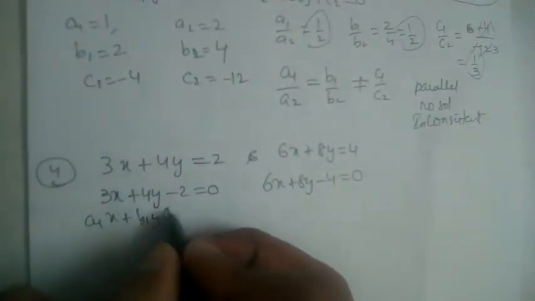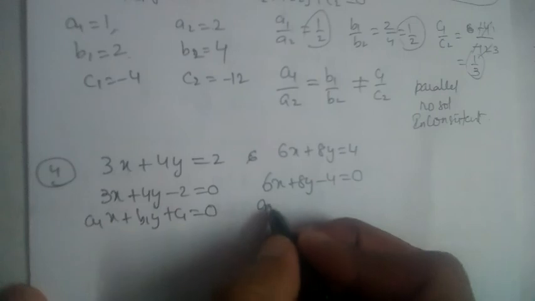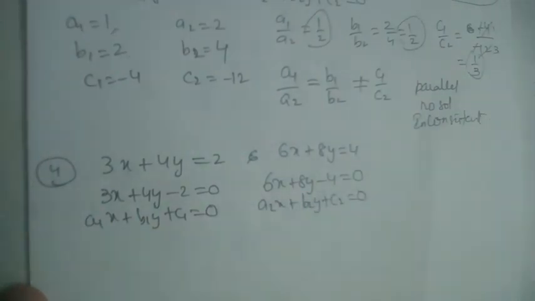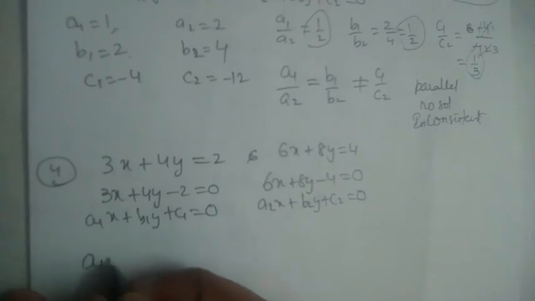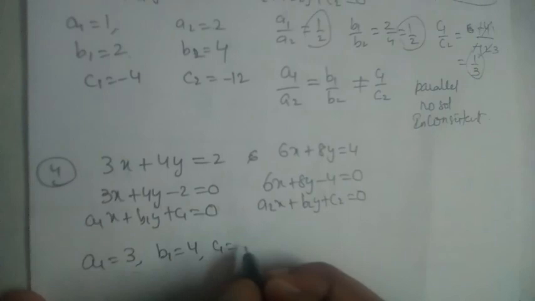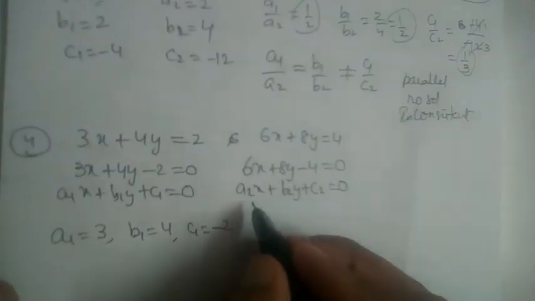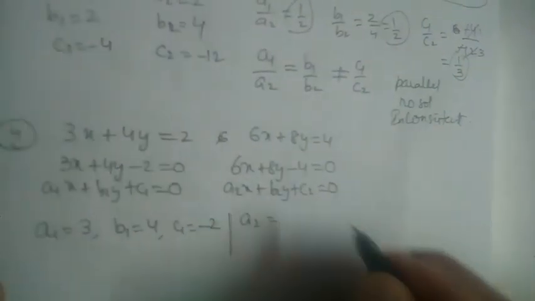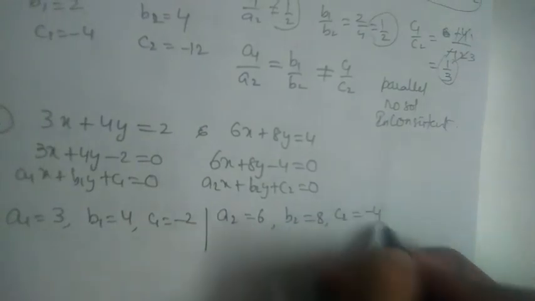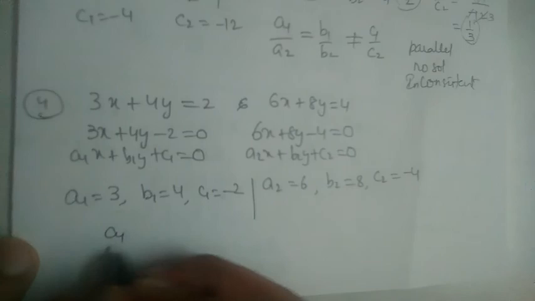a1x plus b1y plus c1 is equal to 0. a2x plus b2y plus c2 is equal to 0. All right, what is a1? It is equal to 3. b1 is equal to 4. c1 minus 2. Okay, what is a2? 6. b2 8. c2 minus 4. So let us divide the ratios.